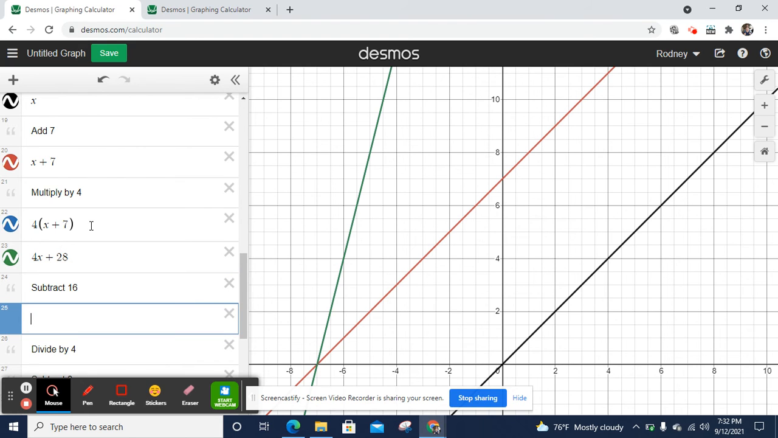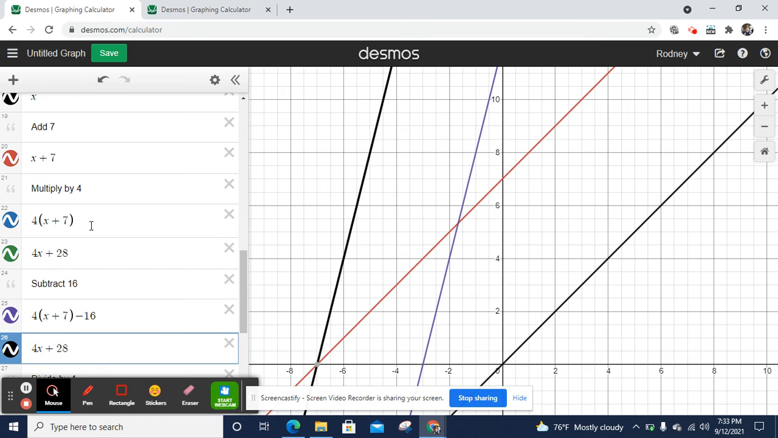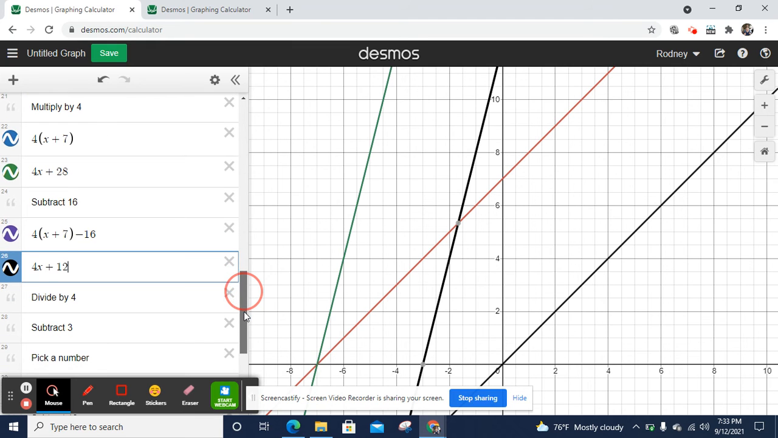My next step is subtract 16. So minus 16. However, it's easier to subtract 16 from this: 4x plus 28 minus 16. 28 minus 16 is going to be 12. And you might notice I have 2 multiples of 4 there. And that's kind of handy because my next step is to divide by 4.